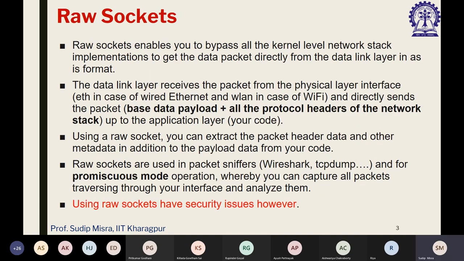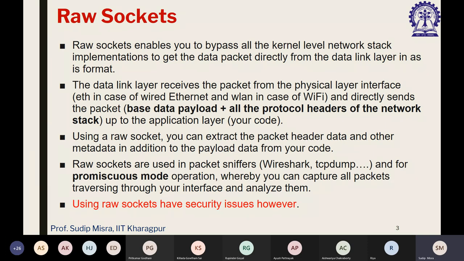So as I was telling you, raw sockets enable you to bypass the kernel level network stack implementations to get the actual data packet directly from the data link layer and see whether it is in the proper format or not, right? So from the direct data link layer, it will be received at the application level, bypassing all the layers in between.